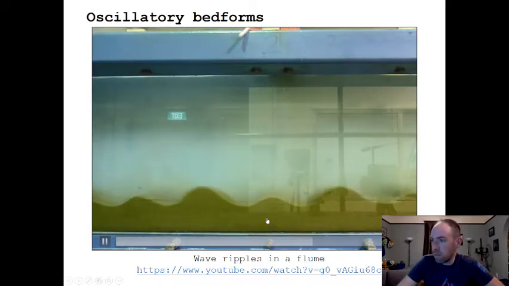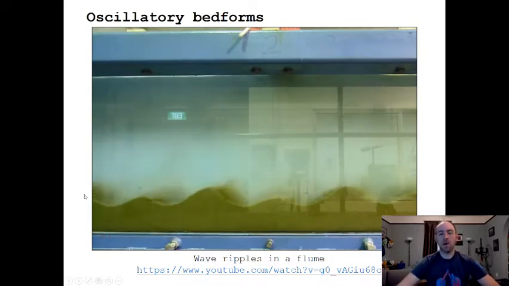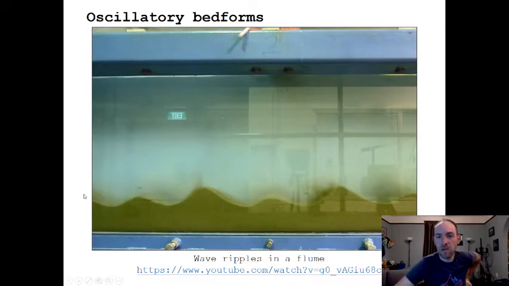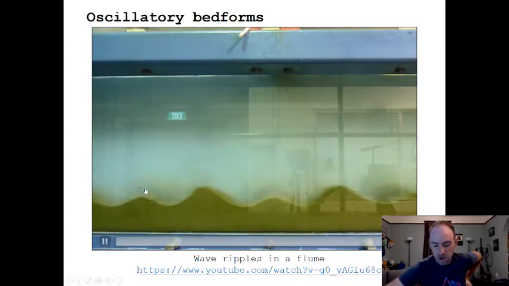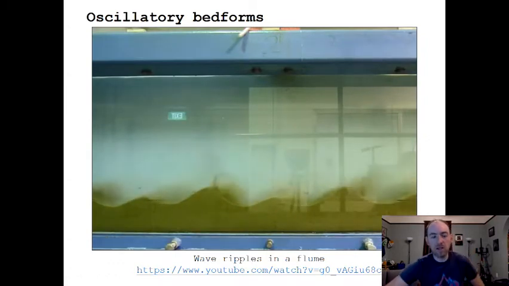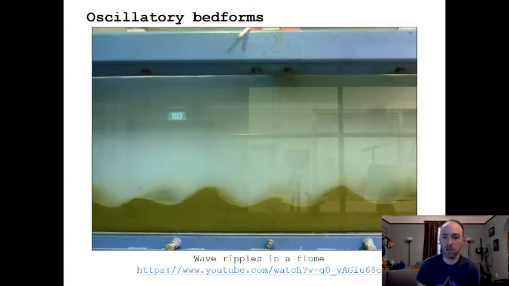And in a purely oscillatory environment, the wave ripples might be or will be symmetric, right? So you see that the slope on both sides is approximately equivalent, and that's how you might interpret them in the field. But as you might know from being out in the ocean or being out at the beach, waves can also be quite complicated, and so they can often leave behind really interesting records in different environments.